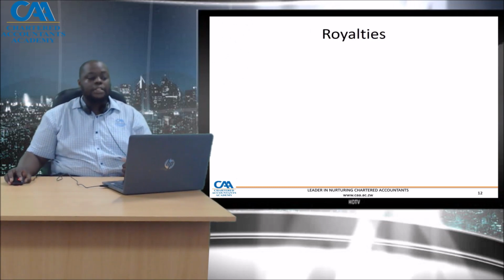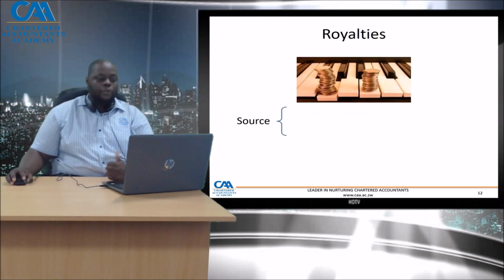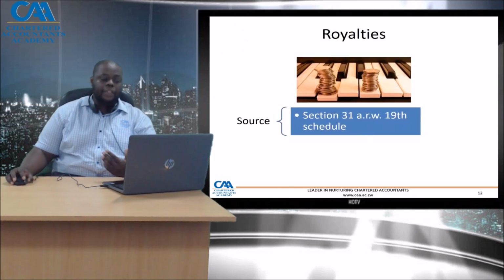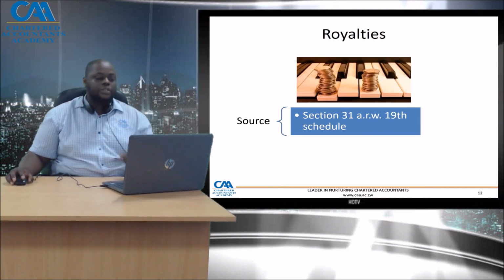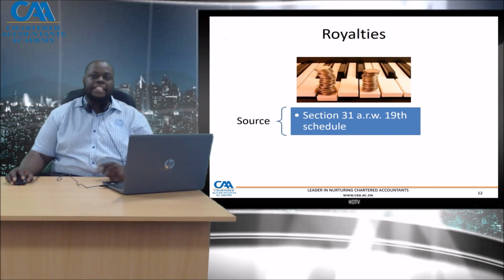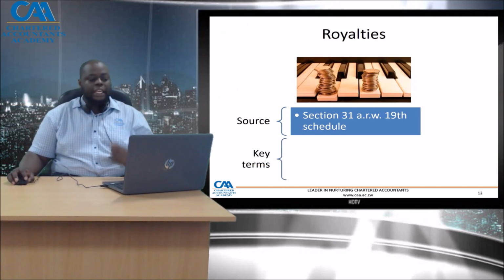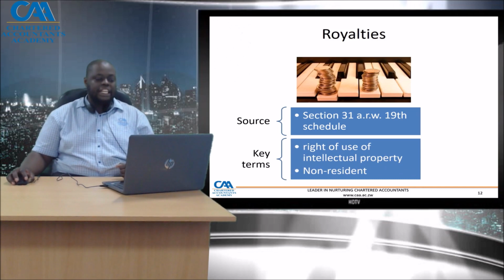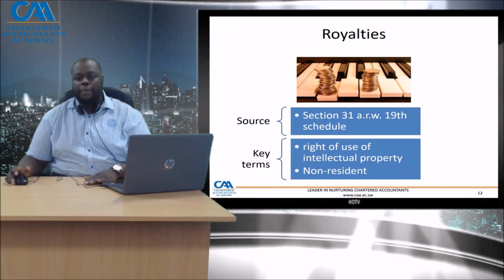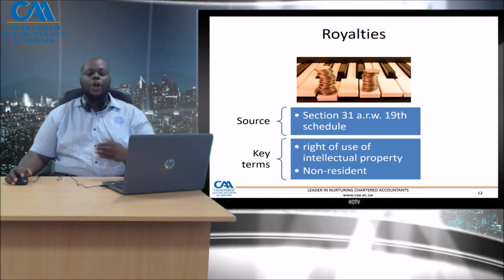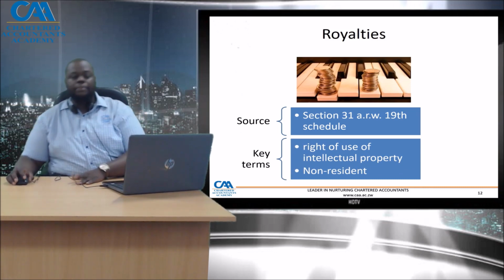Next, we'll look at royalties. Again, for royalties, we have to look at the definition of what a royalty is. For this, we have to look at the 19th schedule. This again will define what a royalty is. And the key issue with the royalty is that it is for the right of use of intellectual property. Again, I said a right to use any intellectual property.